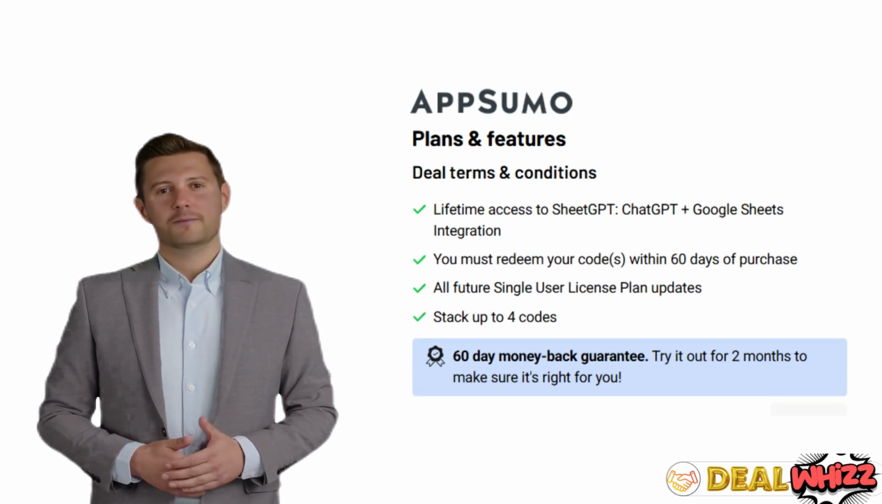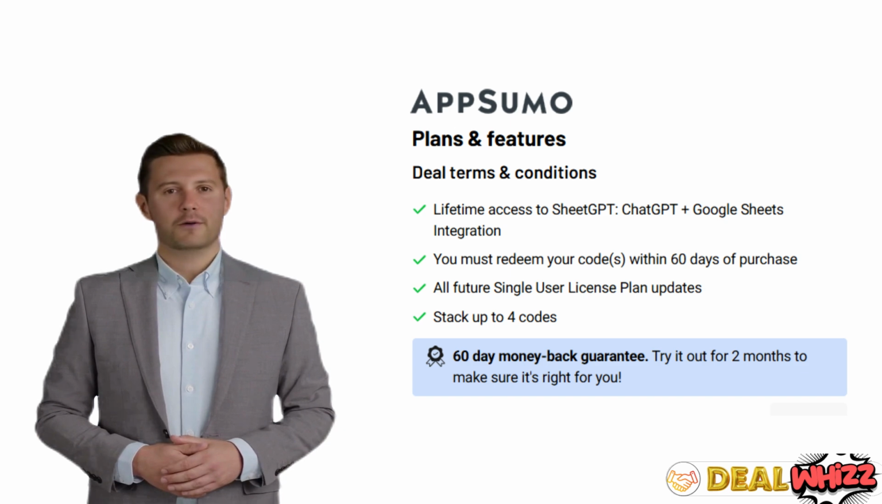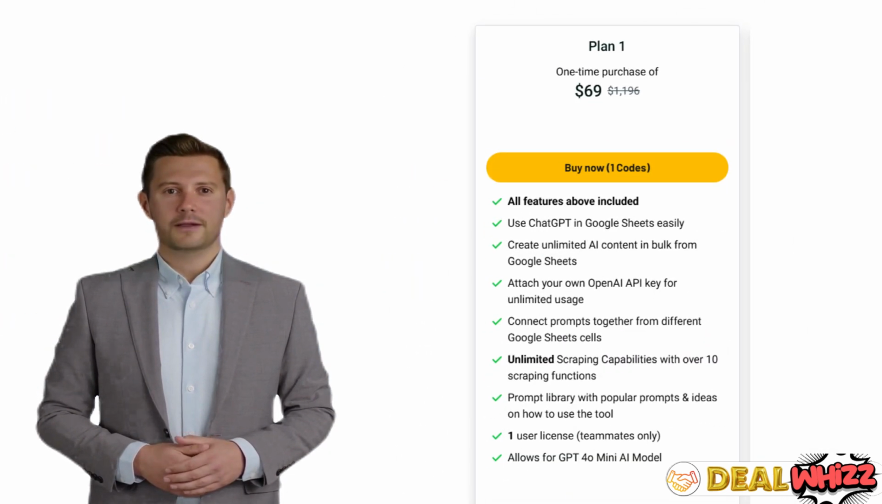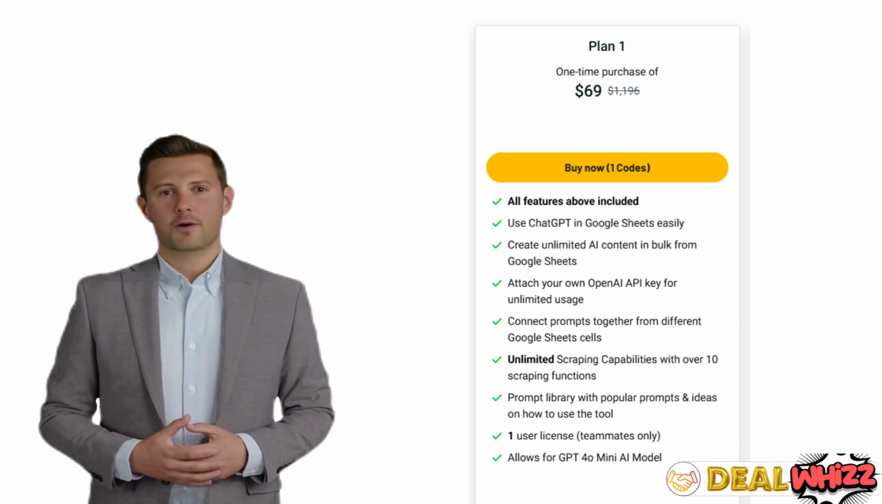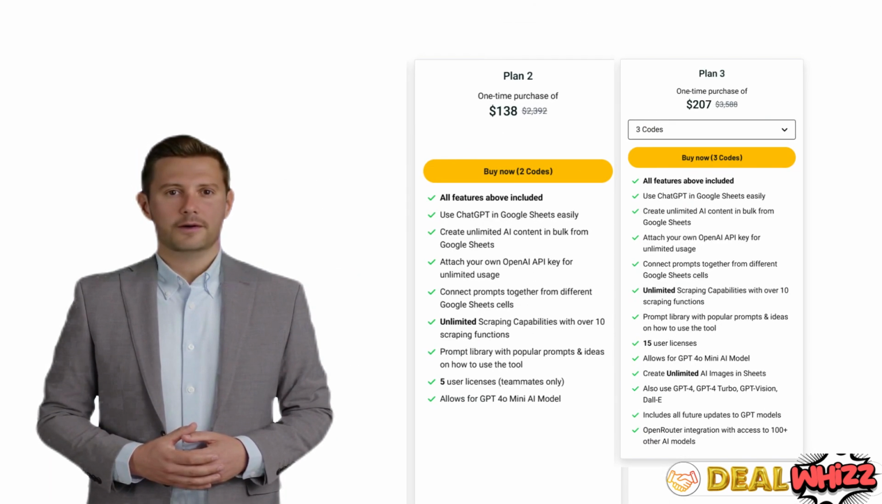Now let's talk about pricing. Sheetmagic offers a lifetime deal at AppSumo that is quite appealing. For a one-time payment of $69, you can get a single user license that provides access to all features and unlimited AI content creation. If you need more user licenses, there are options available as well.